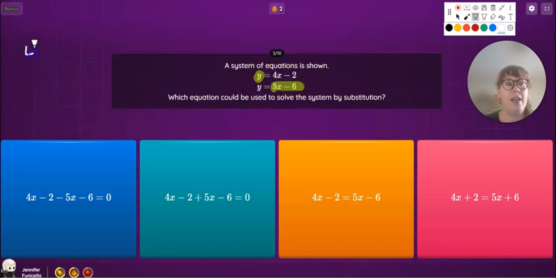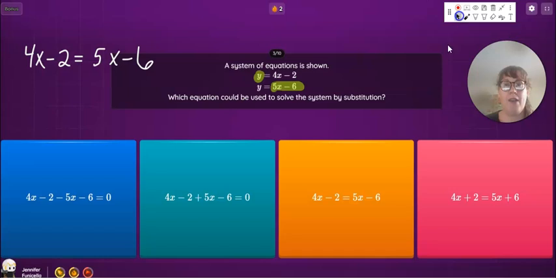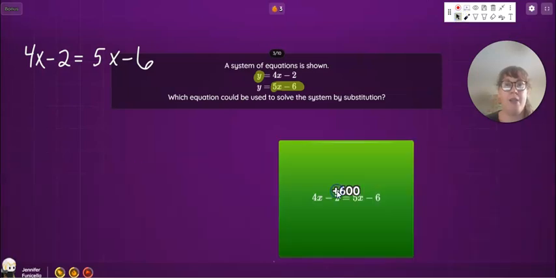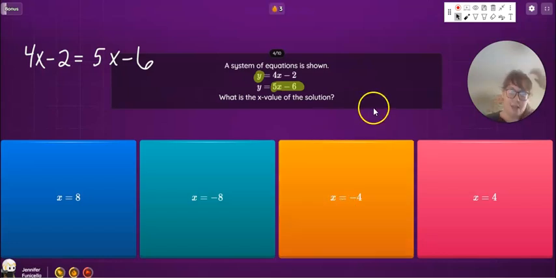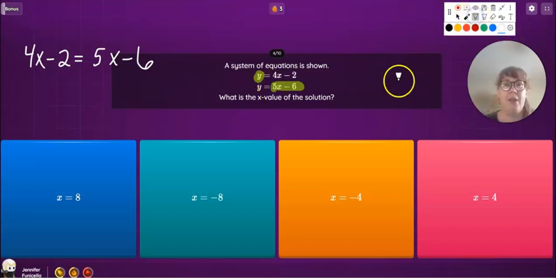If both of these expressions equal y, then that means 4x minus 2 must equal 5x minus 6. So we have 4x minus 2 equals 5x minus 6, and that is what we will use to solve it by substitution. And using that same equation that we just have, let's solve for what that x value is going to be.